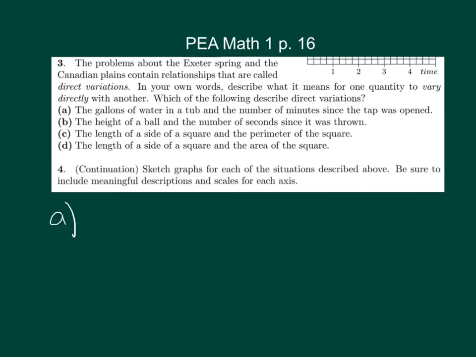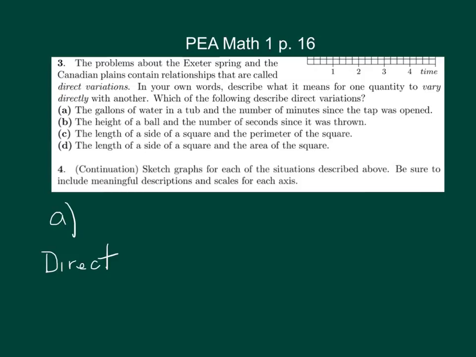Okay, so this first one, it says the gallons of water in a tub and the number of minutes since the tap was open. Do those vary directly with one another? Yes. I have people nodding yes. Why is it direct variation? Logan: Because the water going into the tub and there's water in the tub, so the variables are the same.